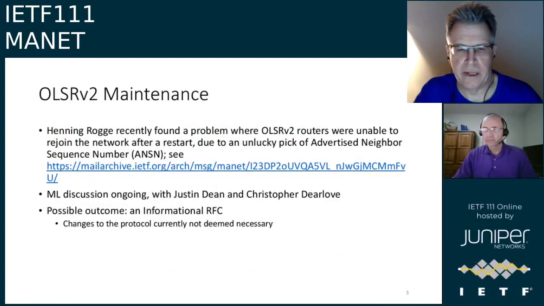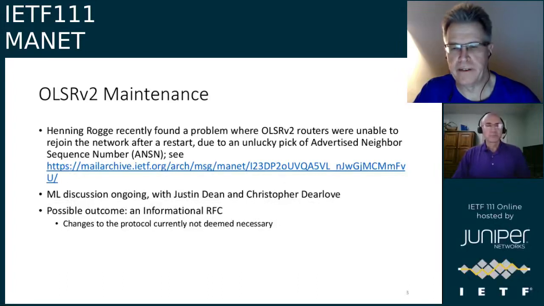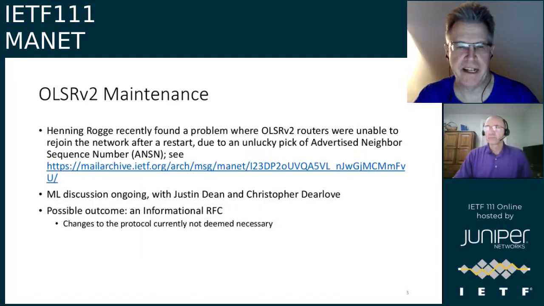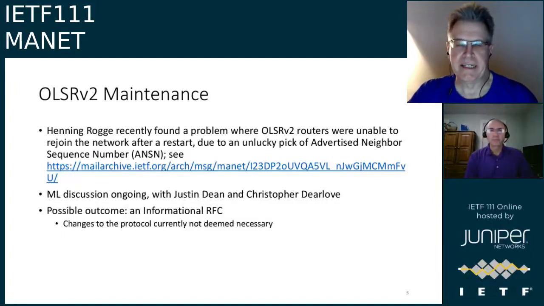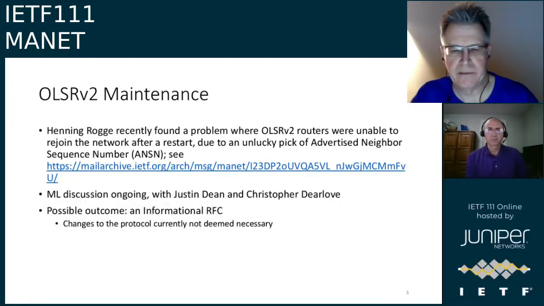This chair, at least, still has to wrap his head around the problem, because I'm not that deep into the details of OLSRv2, but I was sort of present when Henning Rogge discovered this. I was part of the same event where this emerged. There we were in an OLSR version 2 network, restarting routers very frequently, and sometimes they didn't find each other again. They were no longer able to accept each other's topology control messages, and this had to do with receiving routers thinking that advertised neighbor sequence numbers were stale. So the messages were considered stale, and were being ignored.